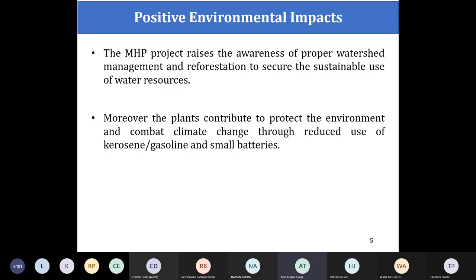Micro hydro projects raise awareness of proper watershed management and reforestation to secure the sustainable use of water sources. Moreover, the plant contributes to protecting the environment and combating climate change through reduced use of kerosene, gasoline and small batteries, and also reduces the carbon emission that is caused by burning of kerosene and candles. Next.